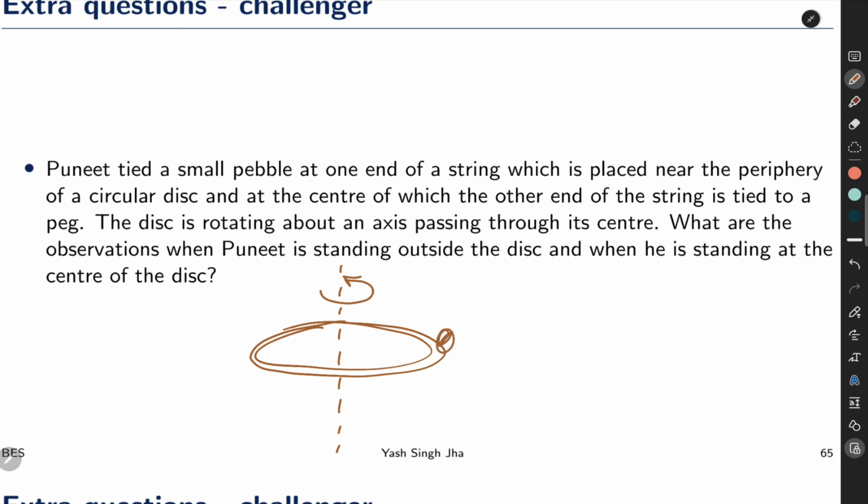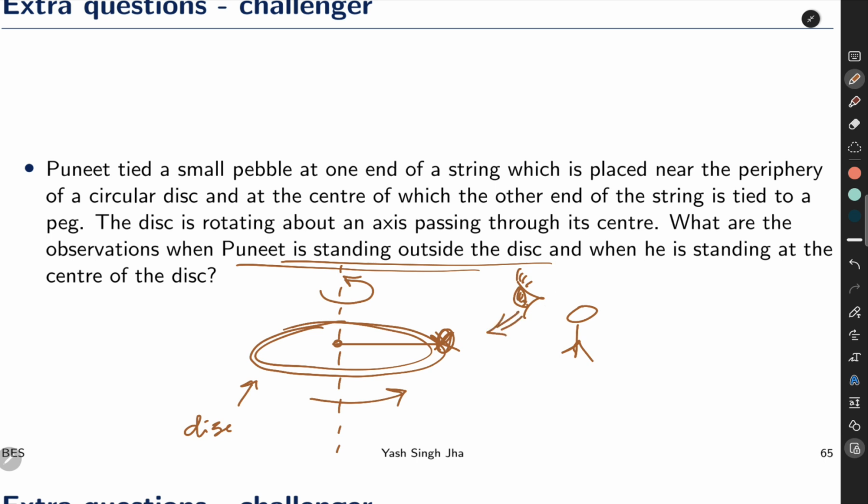What did Puneet do? He took a stone and tied it here using a string and brought the string to the center of the disc. So the disc is rotating, and with it the stone is also rotating. So this is the scenario. This is the disc. Now they're asking two questions. Number one, Puneet is standing outside the disc, somewhere here, and he is watching.